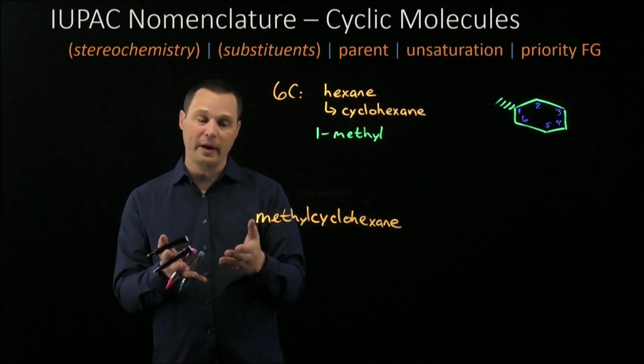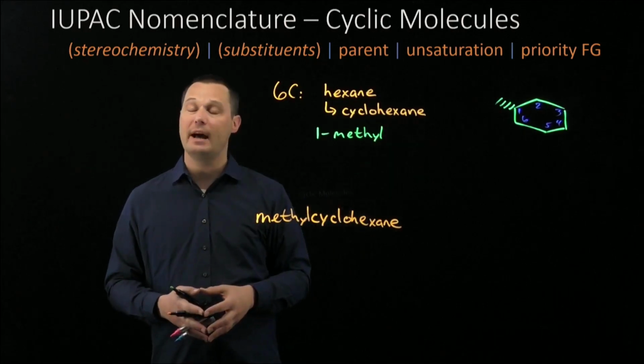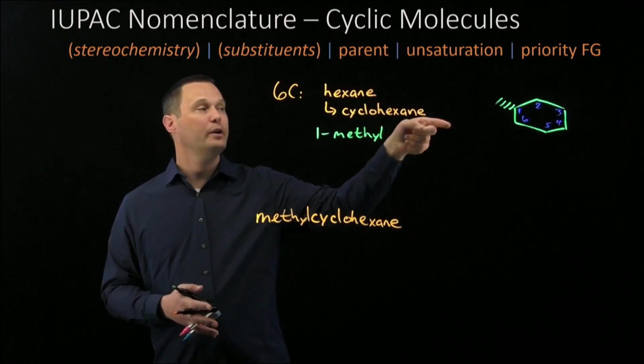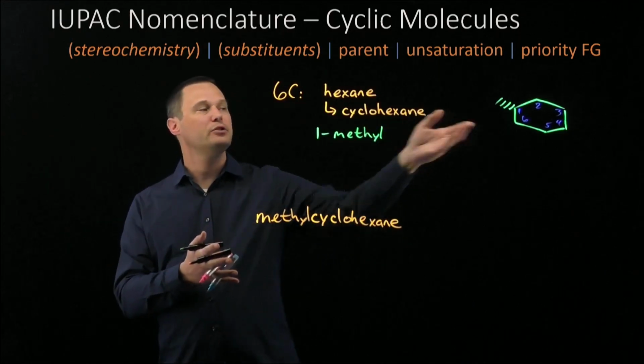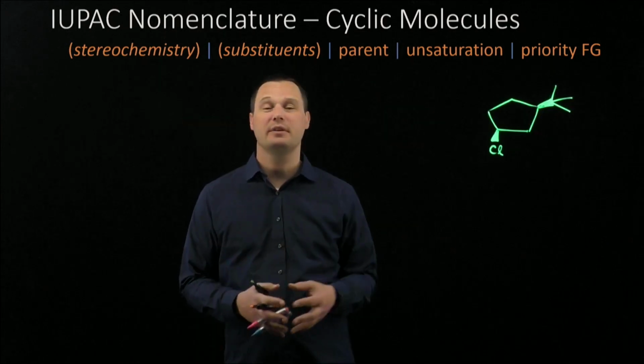We don't need R or S in front because carbon number 1 is not a stereocenter. The 2 paths around the ring are identical, and carbon number 1 is not a chiral center. Methyl cyclohexane is the official IUPAC name for this molecule. Let's walk through this next example together.